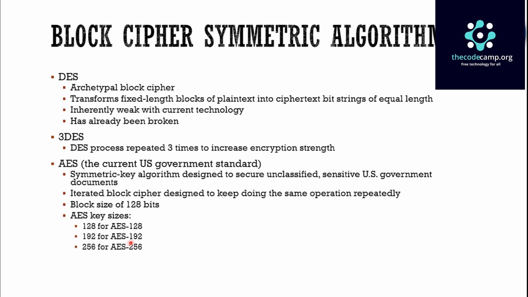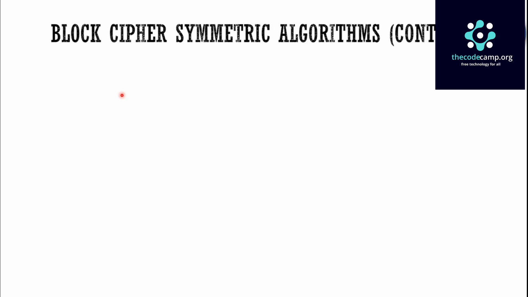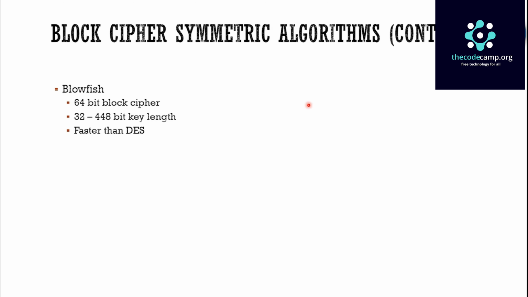Here are some block cipher symmetric algorithms besides DES, triple DES, and AES. There's also Blowfish. I know it sounds funny. 64-bit block cipher, and the key length kind of depends. Faster than DES. Twofish, yeah, Blowfish, Twofish, Greenfish, whatever. Okay, anyway, sorry, Dr. Seuss. Twofish, also 128-bit block cipher, and then a variable key length.